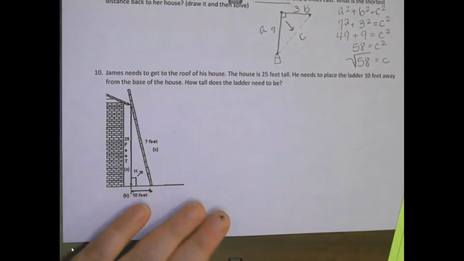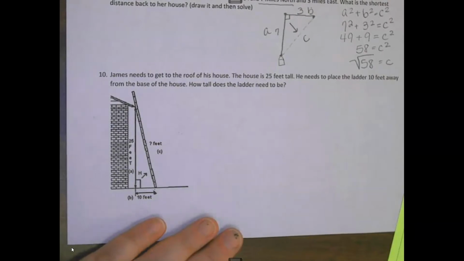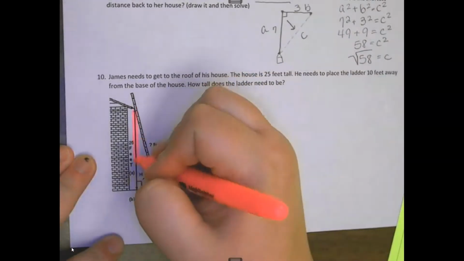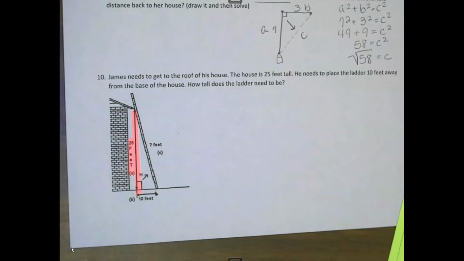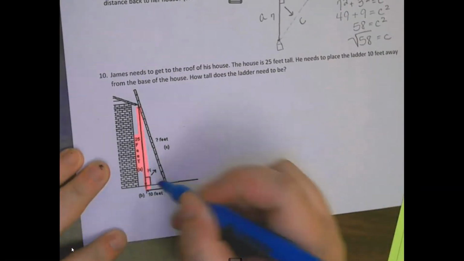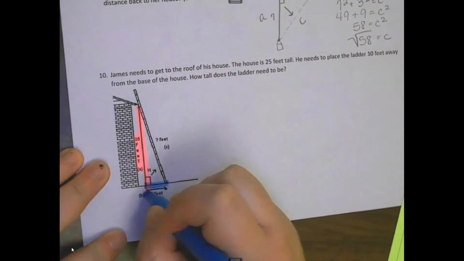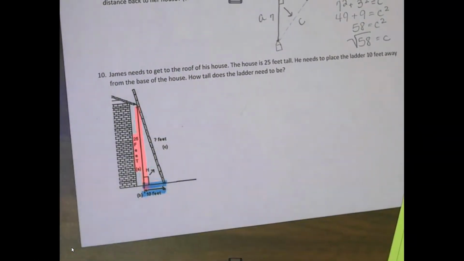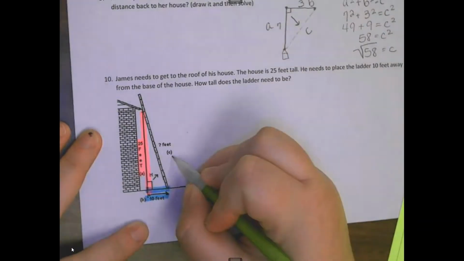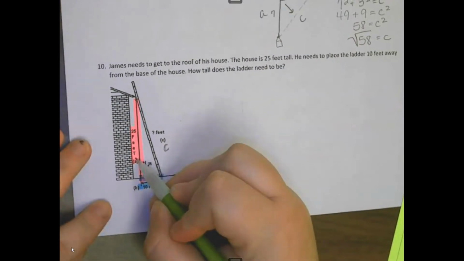Alright, let's look at another word problem. James needs to get to the roof of his house. The house is 25 feet tall. So this right here is 25. He needs to place the ladder 10 feet away. So here's where the bottom of the ladder is, and it's 10 feet away from that. How tall does the ladder need to be? Well, if I look, it created a right triangle. So this is my C, and that's my A and B.